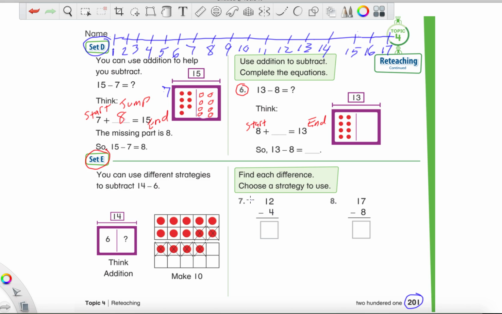So go ahead and try number 7 using any strategy you want. If you have a 10 frame, or you can make a 10 frame picture if you want, that's cool. You can draw one down here if you want to. You don't have to. Or you can use the number line or counting on, whatever works for you. So go ahead and try number 7, which is 12 minus 4.